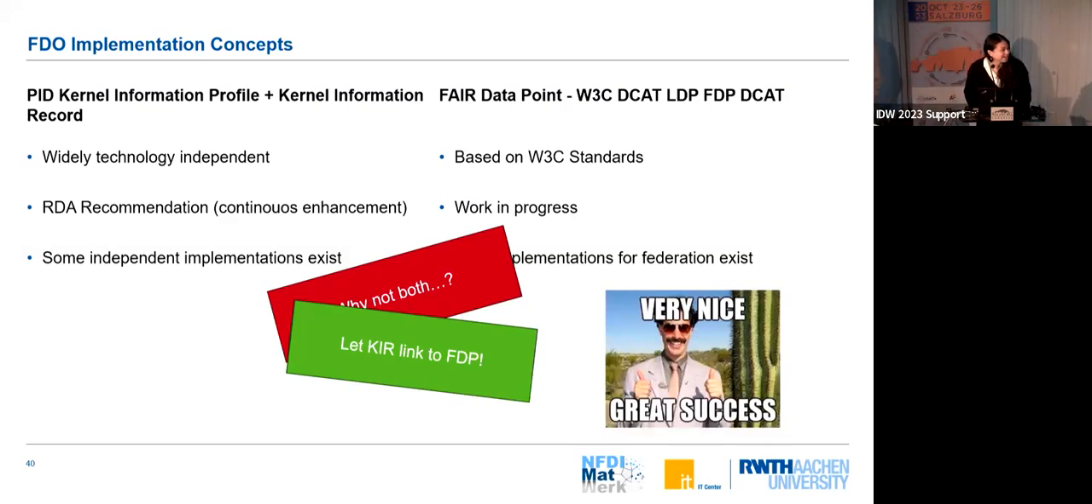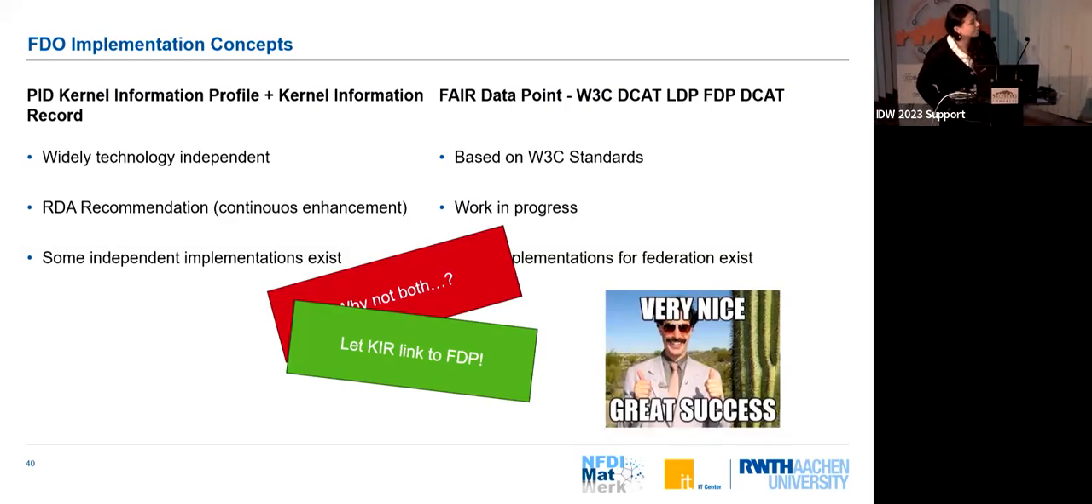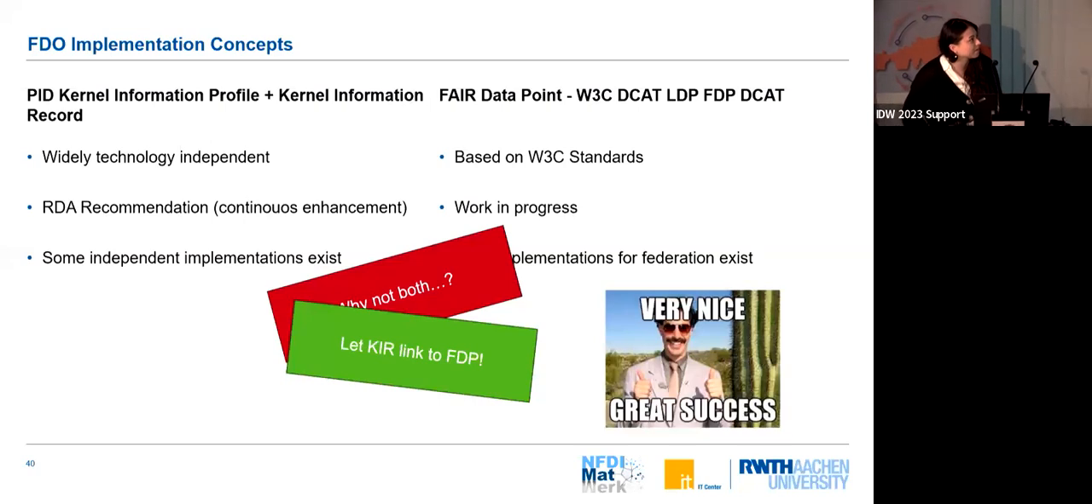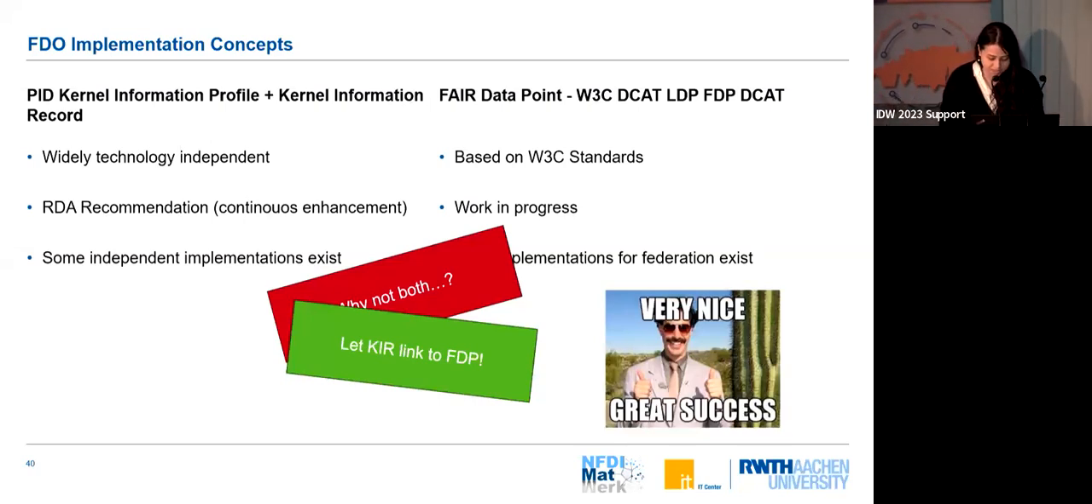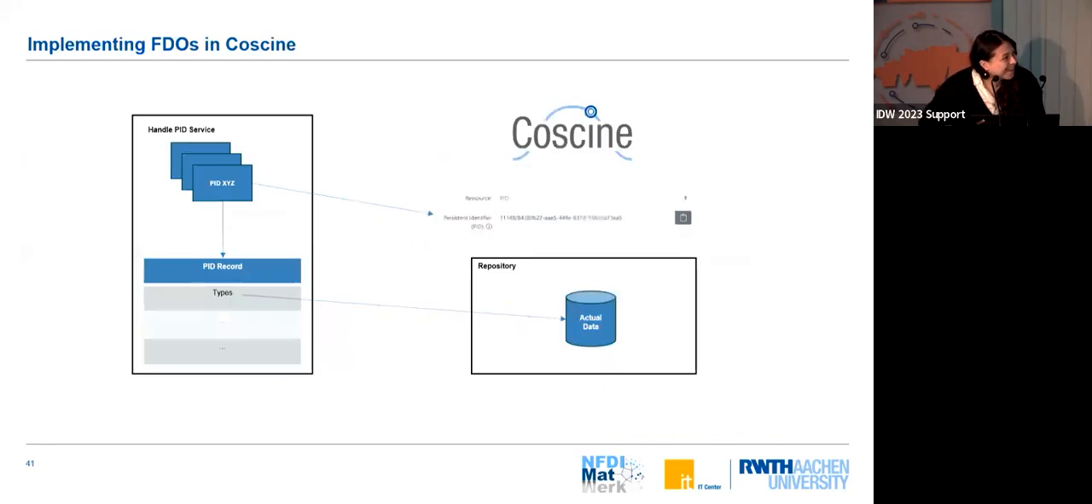Hi everyone, I'm Ziri and I'm a software developer for Cosine, and I followed the left approach, which includes creating a PID kernel information profile and a kernel information record. So how did I do that? I tried to create a very simple graphic to understand what I do in the background. So on the right side, we see our research data platform, Cosine.